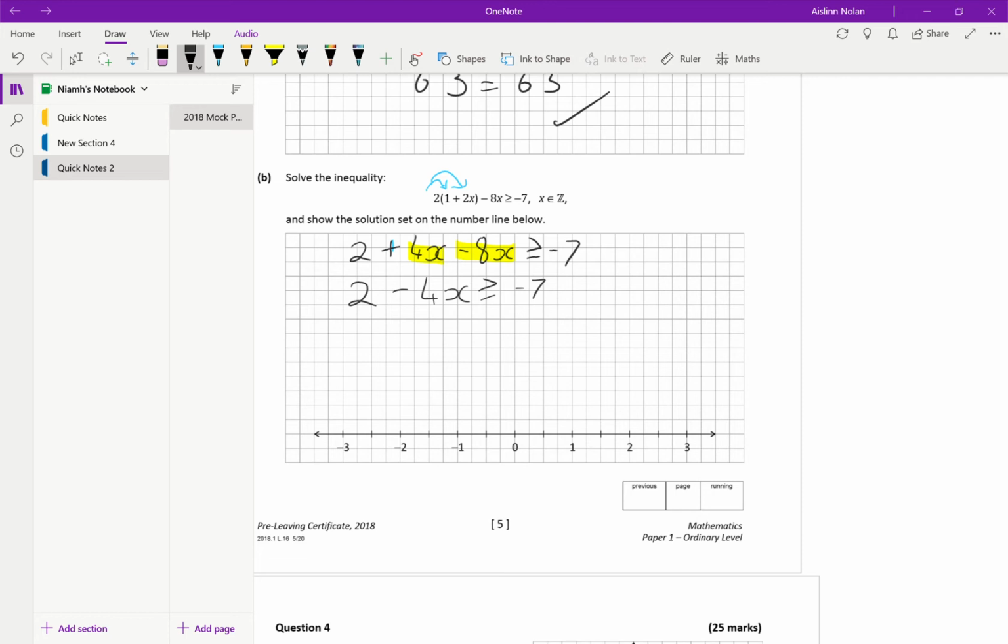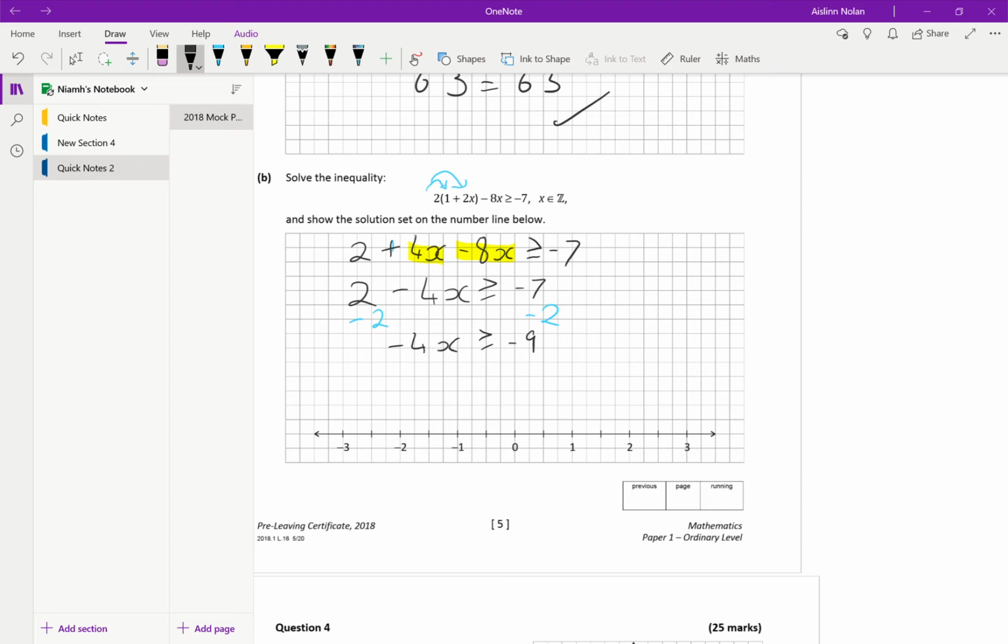What we want to do now is, like before, just get the x's on their own. There's 2 different ways to do this. You could move the minus 4x over to the right hand side and the minus 7 to the left hand side and just change the signs. I know you usually do like to leave the x's on the left hand side, so let's do that. We just have to be careful in the next step when we do. That leaves us with minus 4x is greater than or equal to minus 9.